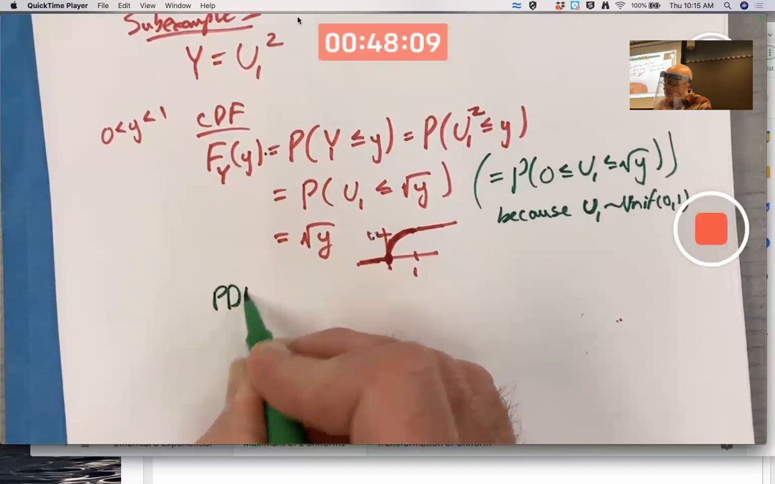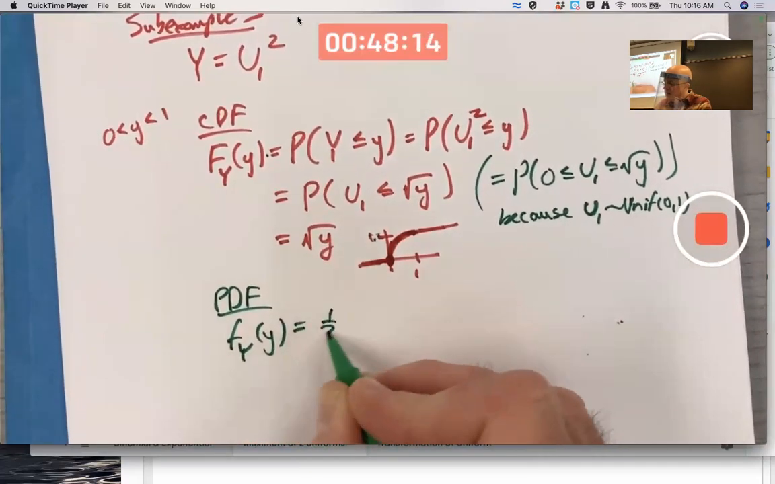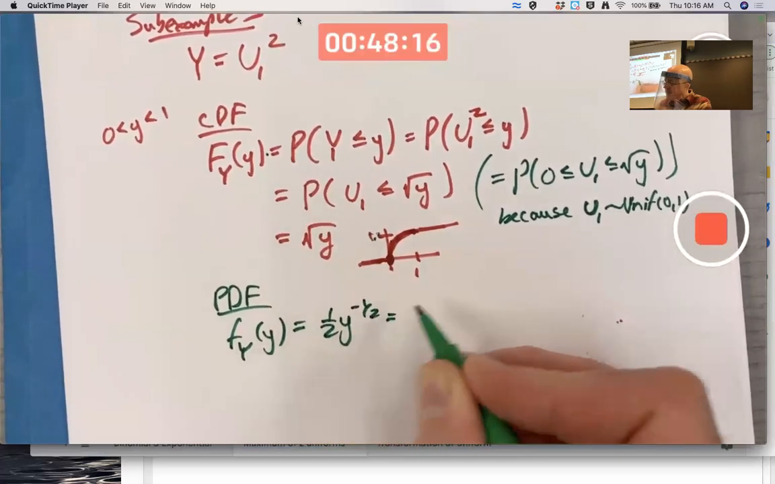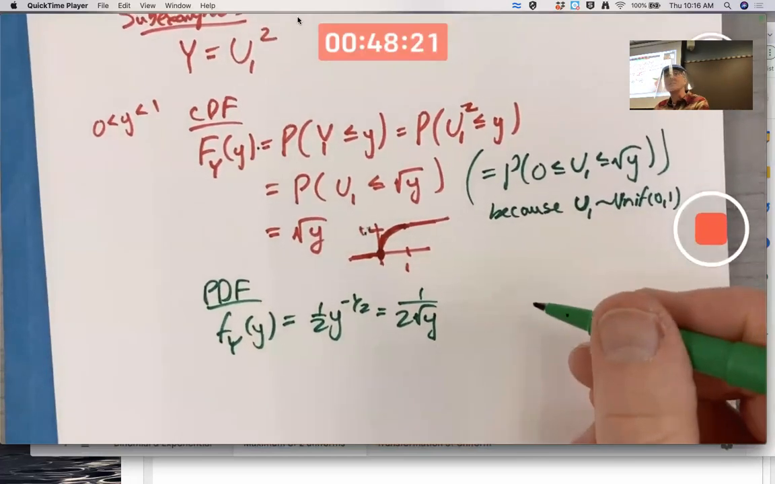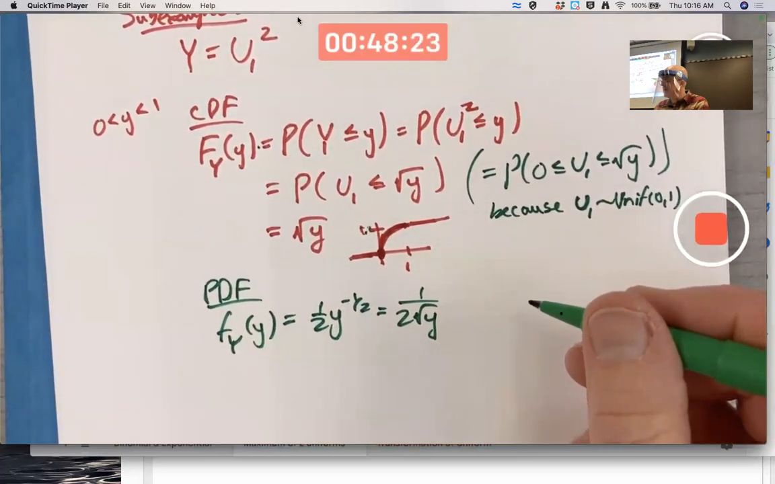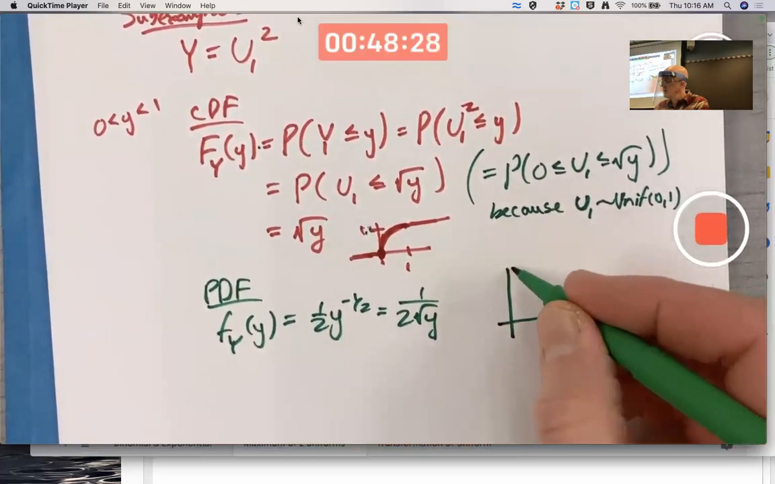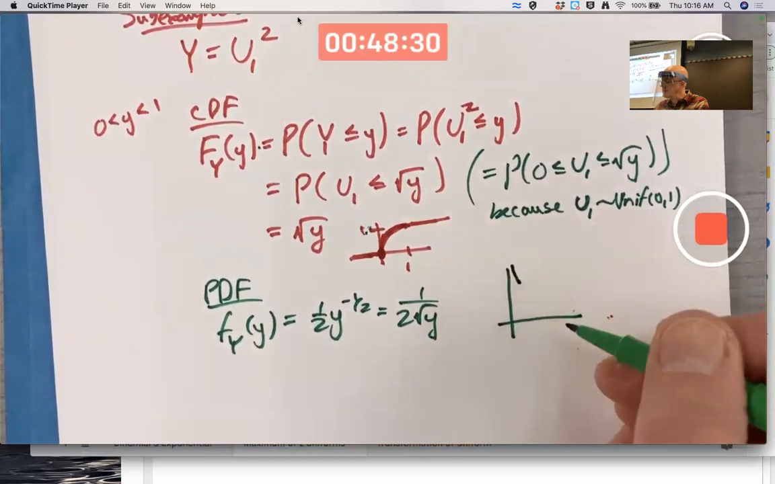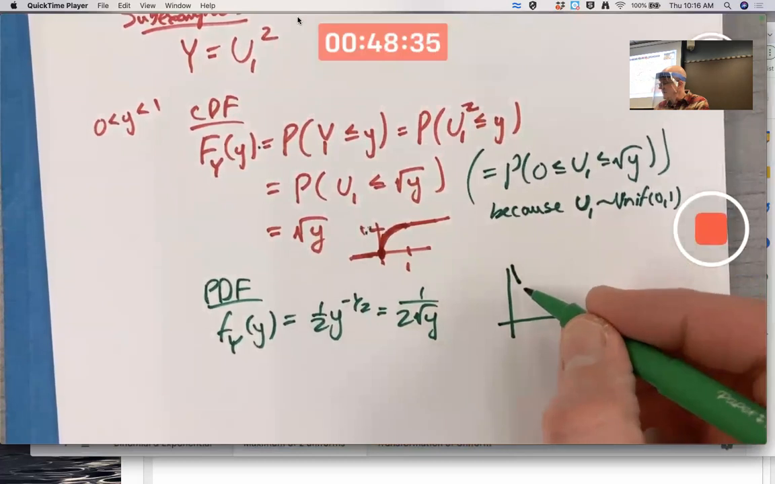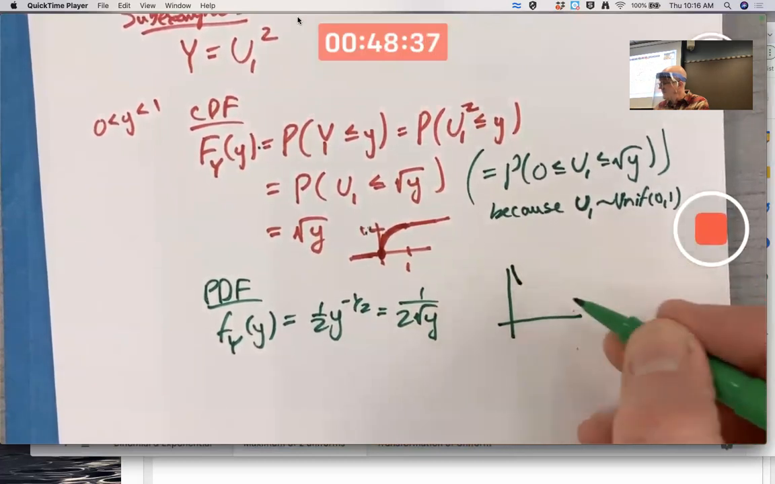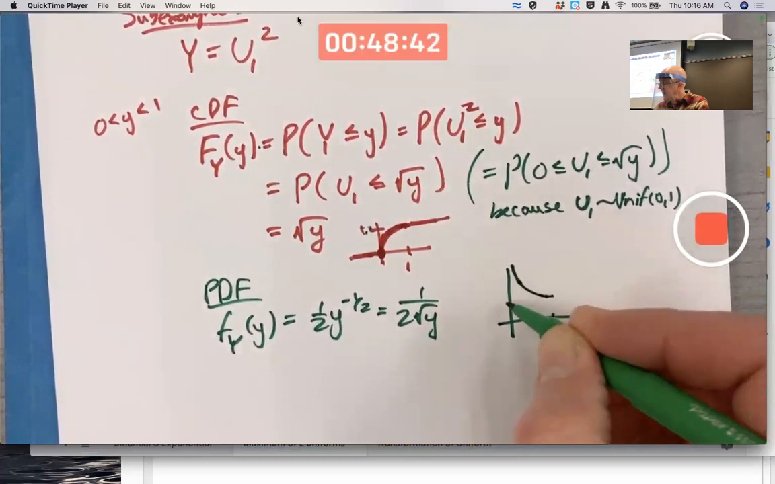So the PDF is going to be its derivative. 1/2 y to the negative 1/2, 1 over 2 square root of y. The derivative has a vertical asymptote at 0. Interesting. That's related to the fact that the CDF has a vertical tangent at 0. The derivative is undefined at 0. And when y reaches 1, you're down to 1/2 here.